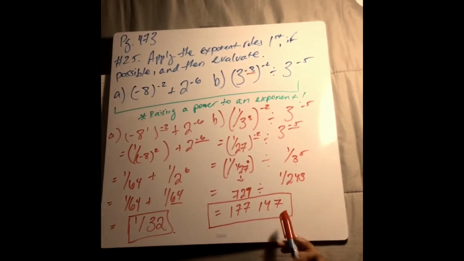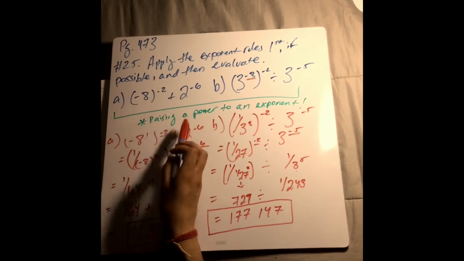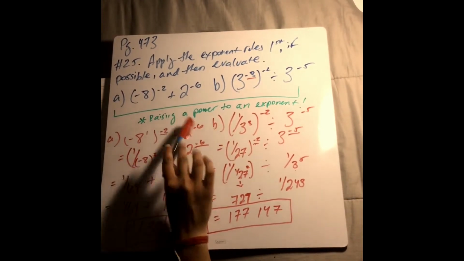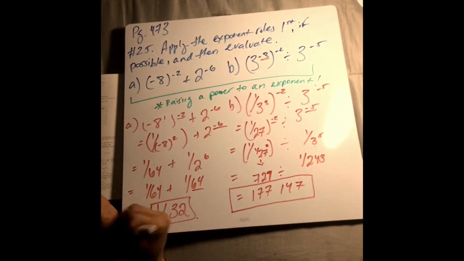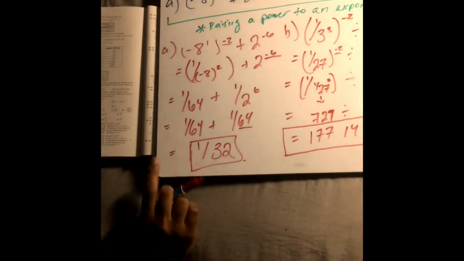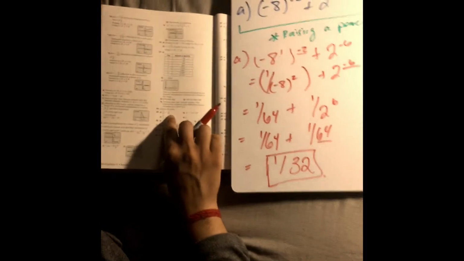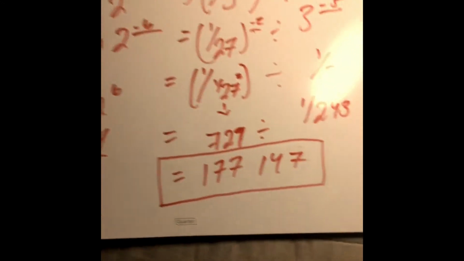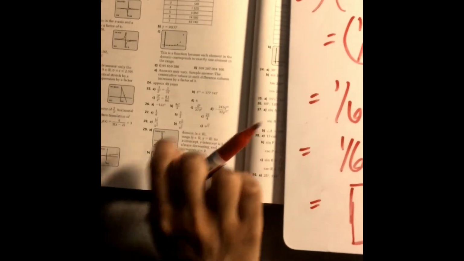Also, I want to mention that part B for question number 25 is also the exponent rule called raising a power to an exponent. And we're going to look in the textbook to check our answers. So 25 part A says 1 over 32 as the answer, and that is what we got. And for part B, 177,147, which is what we got here too. So both answers are equivalent to the solutions in the textbook.